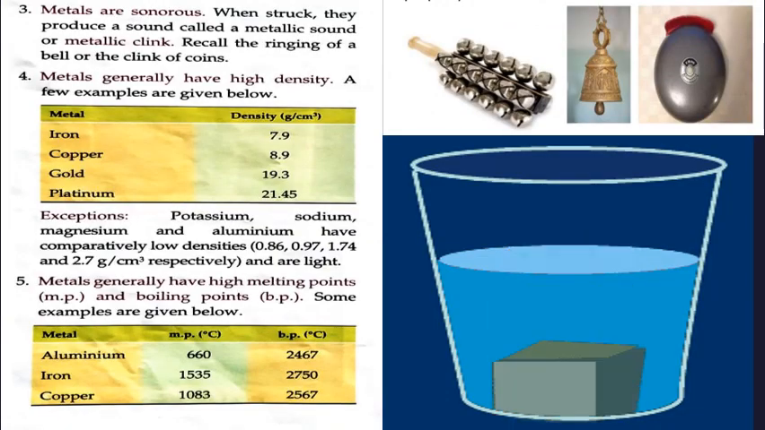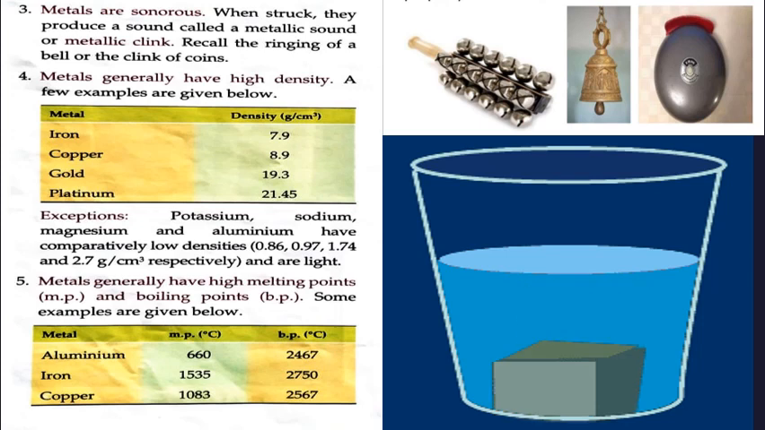When struck, metals produce a sound called metallic sound or metallic clink. Recall the ringing of a bell or the clink of coins. Here they are saying that whenever a metal is struck with something, it will produce a sound which can be referred to as metallic sound or metallic clink. We have heard the ringing of the bell, right? So these are examples of the property of being sonorous.